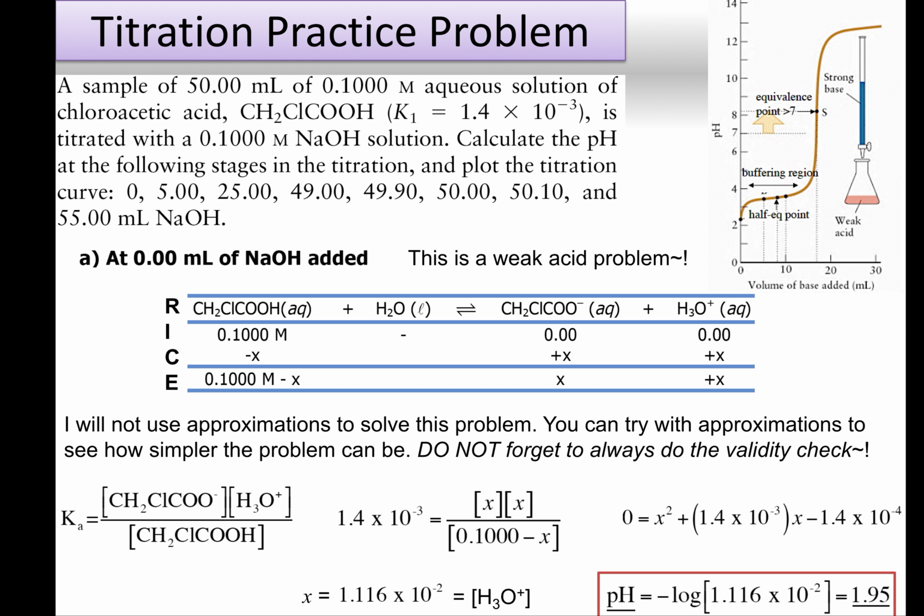Have that number in mind because that's going to become very important. 1.95 is the very first point when we have not added any volume of the base. This is just the pH of the initial sample that I have in this flask, the solution of my weak acid, 1.95.